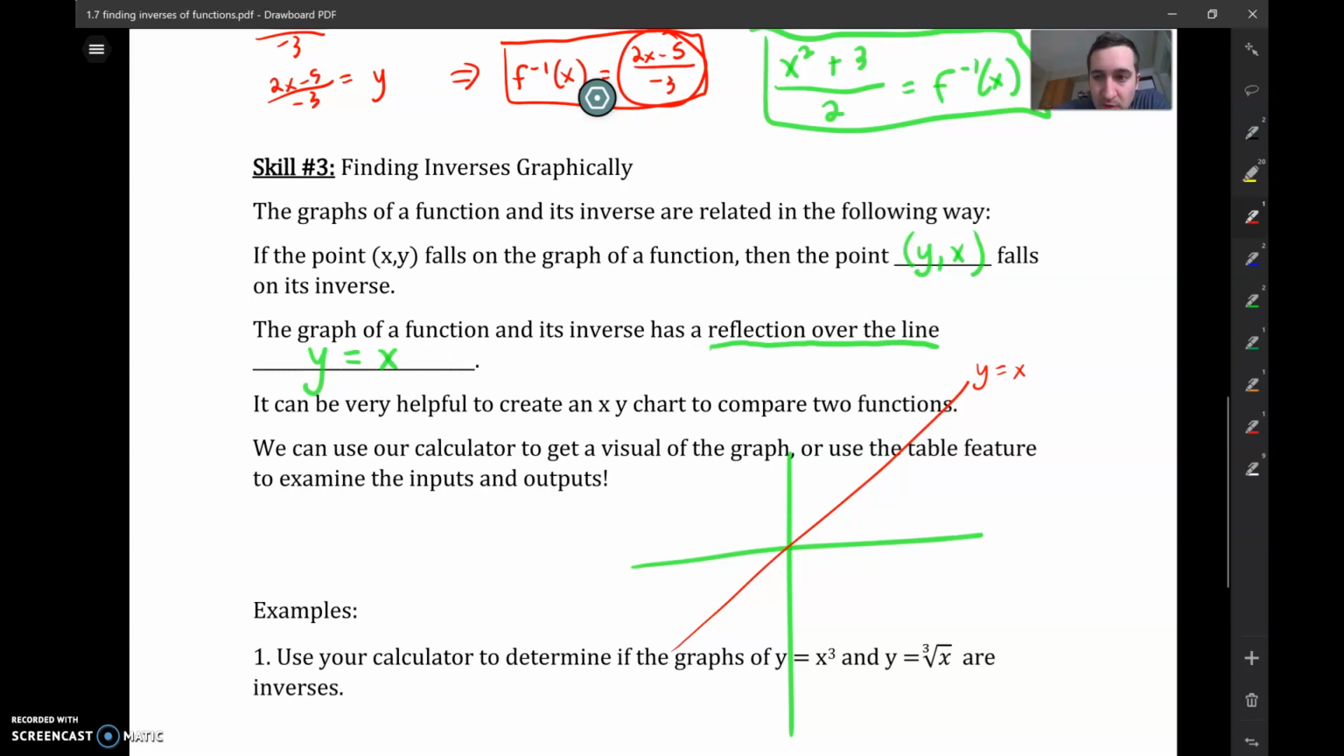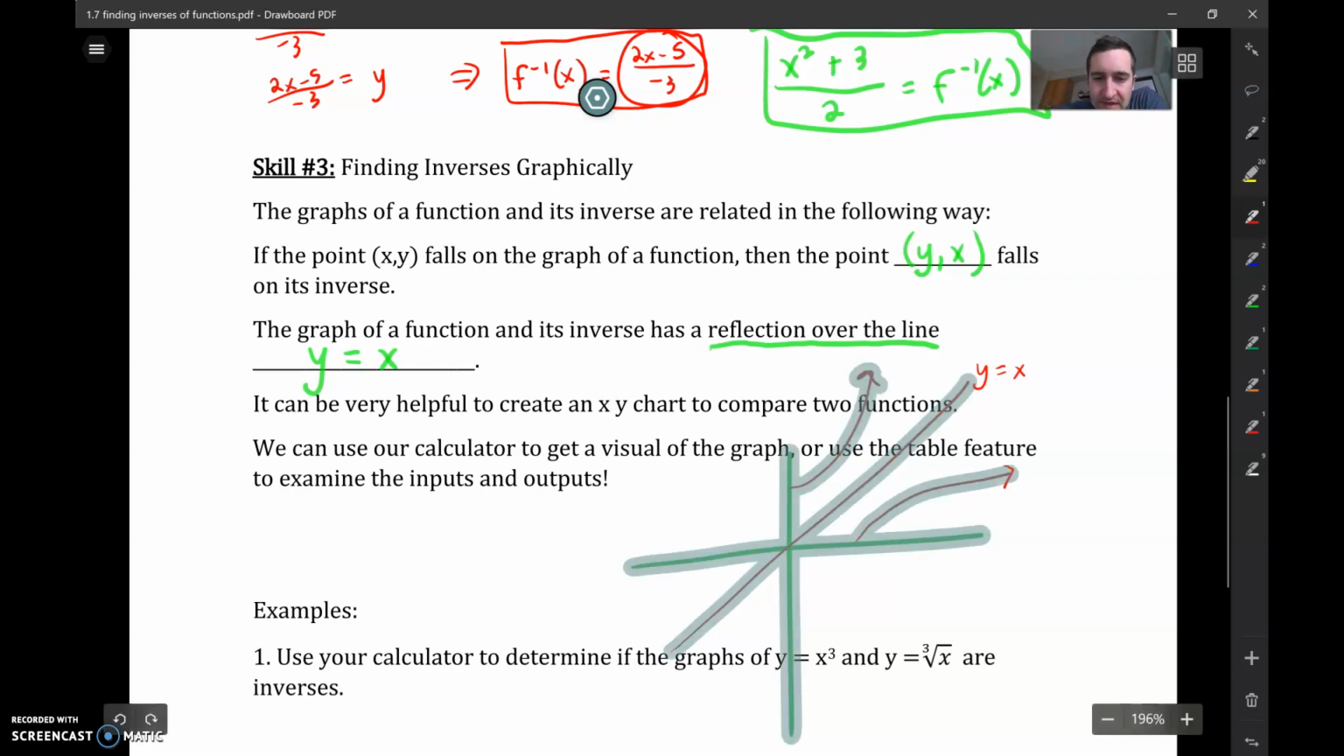Go back to our square root example from earlier. If one of the square roots looked like that, then the other one probably looked like that. Do you see how it looks like those two separate graphs are reflected over that line? That's what makes them inverses.